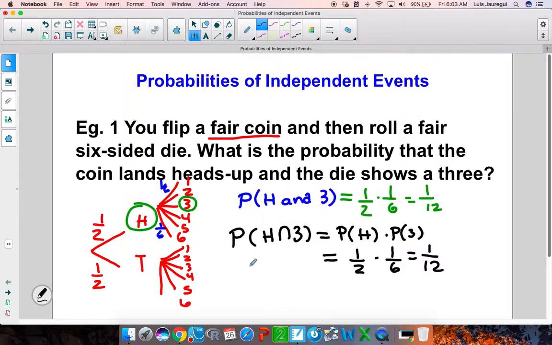So notice, based on this second approach, by using the rule of independence, we know that the probability of getting heads up and a 3 is still 1/12. So when you're solving this type of problem, you could use either method. Let's take a look at another example.